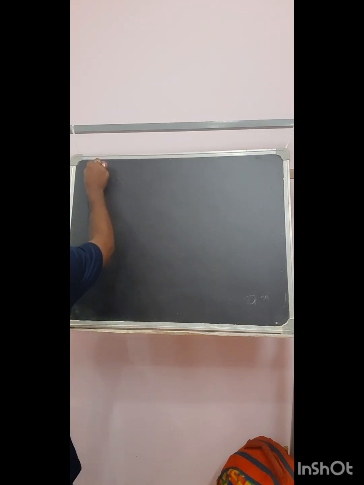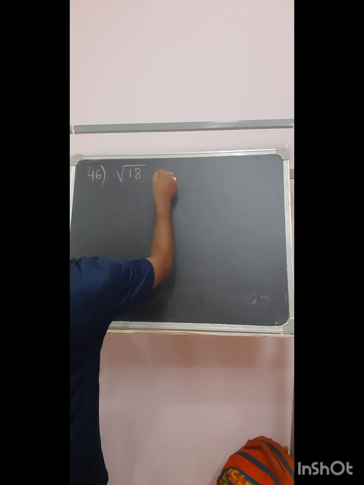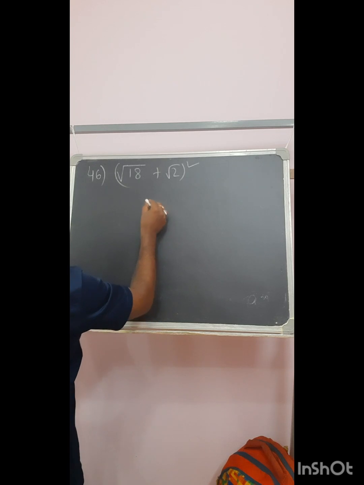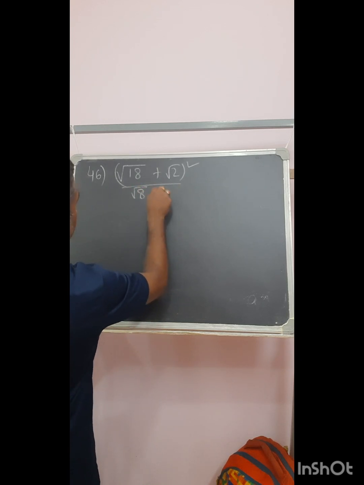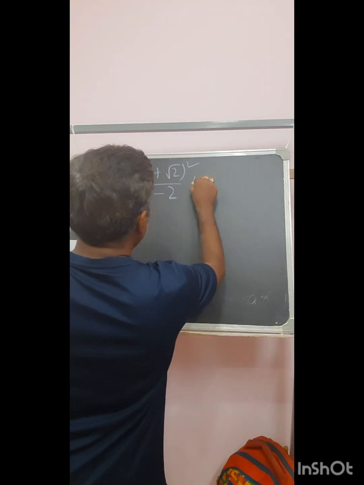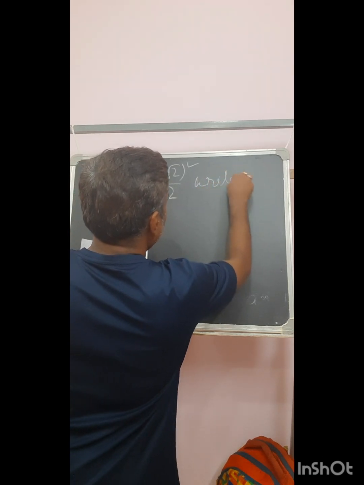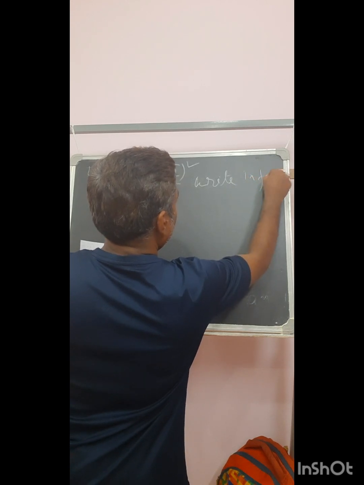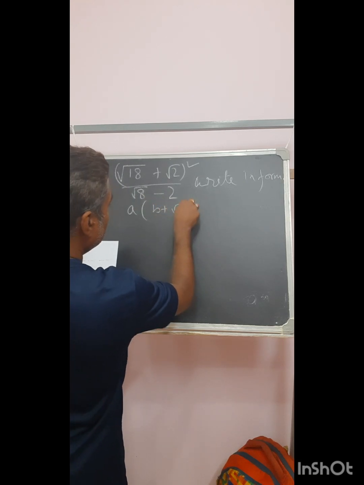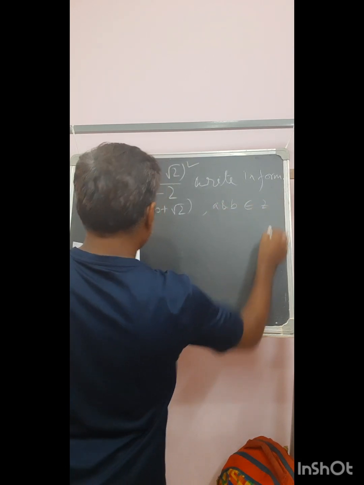Now coming to 46. Square root of 18 plus square root of 2, whole square, divided by root 8 minus 2. Your task is to write it in the form a into (b plus root 2), where a and b belong to the integers.